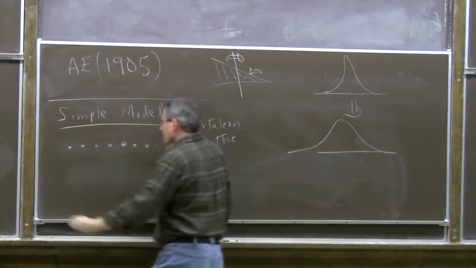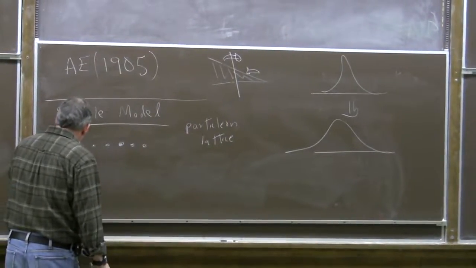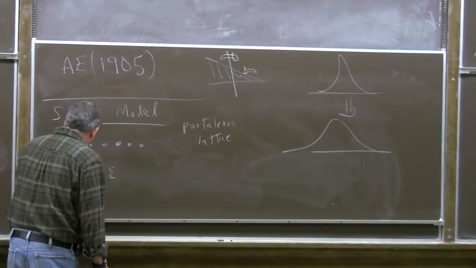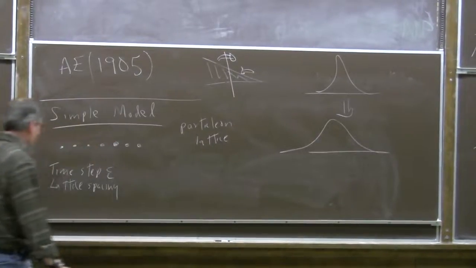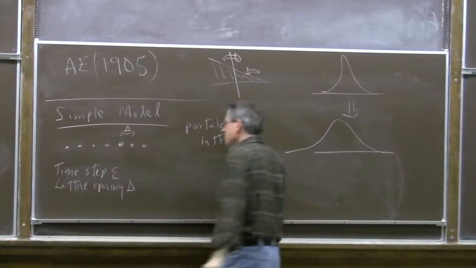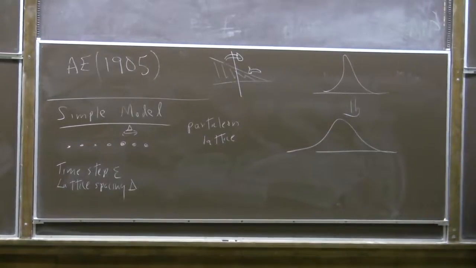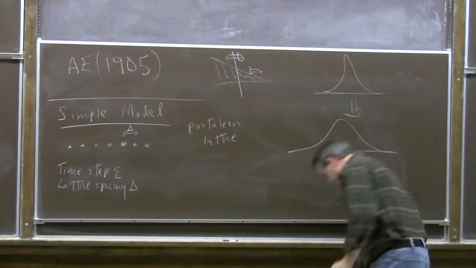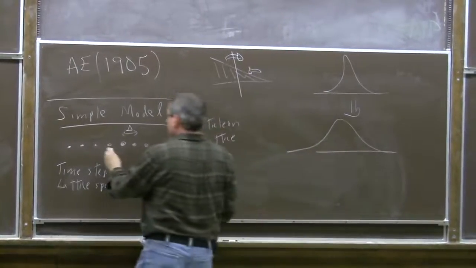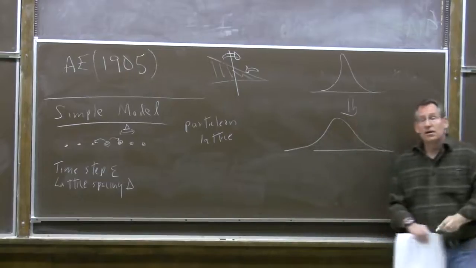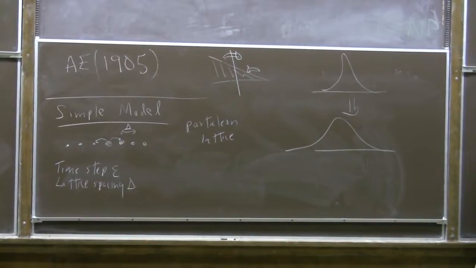And there will be some time step, which I'll call epsilon, and a lattice spacing, which I'll call delta. So delta is the spatial distance between these lattice sites. And every time step epsilon, the particle is going to decide to either hop from its current position to the side on the left or the side on the right. So it always hops by one lattice spacing, but it's indifferent about whether it hops to the left or to the right.